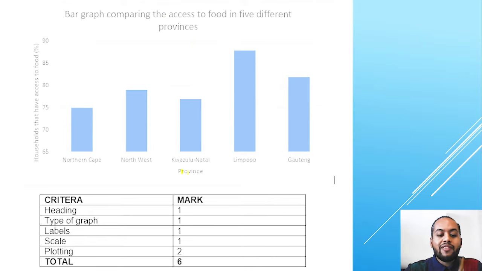The criteria used for the drawing of the graph was as follows. 1 mark for the heading, 1 mark for the correct type of graph. We drew a bar graph. 1 mark for the labeling of province and the dependent variable. 1 mark for the scale, and last for plotting the points. If your bars were plotted correctly, you add everything together, it gives you a total out of 6 marks. In addition to this, please make sure you are able to draw a pie chart. A pie chart is also a type of graph that can be asked of you, especially in paper 2 of your final exam.